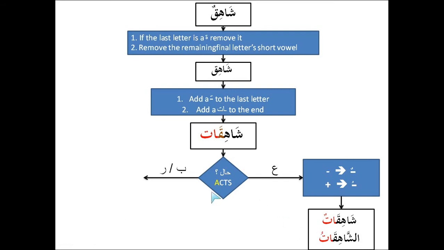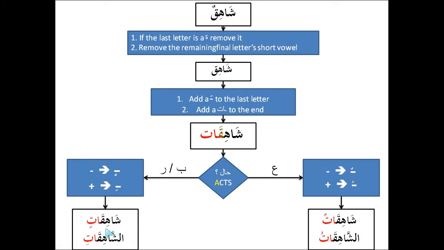On the other hand, if the word is either mansub or majrur, we are going to put two kasras or a single kasra. If the word is nakira or indefinite, we're going to put two kasras. If the word is ma'rifa, then we're going to put a single kasra on the final ta. So we're going to get shahiqatin or ash-shahiqati. Now, let us summarize all of this information using our mega case table.